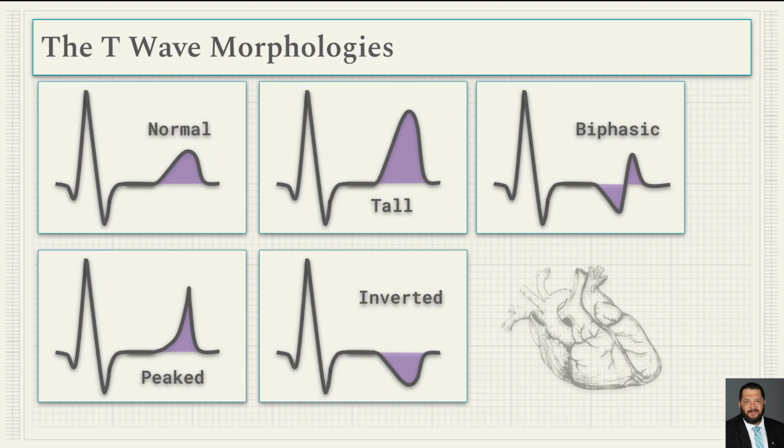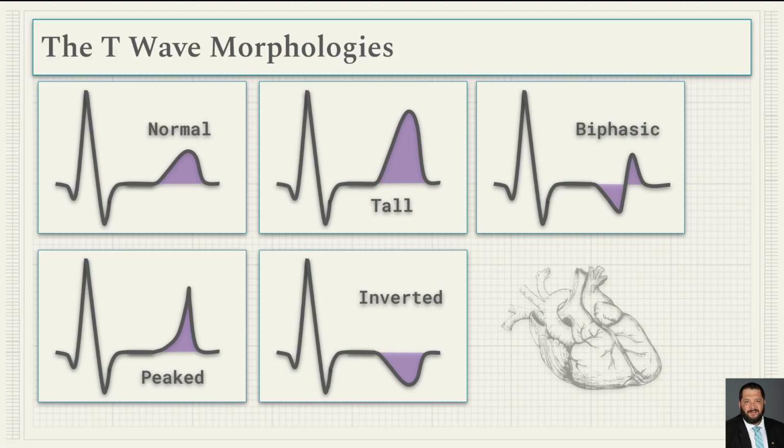On the top left of your screen, you see a normal T-wave presentation, that asymmetrical approach with a quick decline back to the isoelectric line, not exceeding more than 50% of the height of the QRS complex. The next top image in the middle is a tall T-wave. A tall T-wave would exceed 50% of the overall amplitude of the QRS complex. Note that it's still maintaining its rounded structure, but your morphology may begin to change as you change shapes.